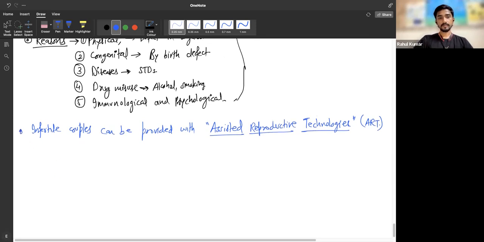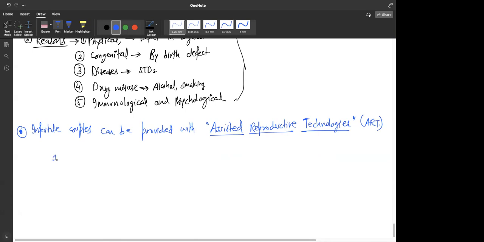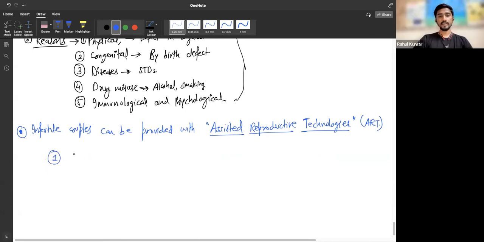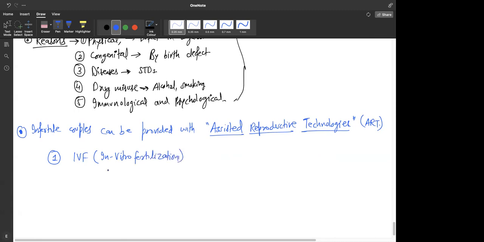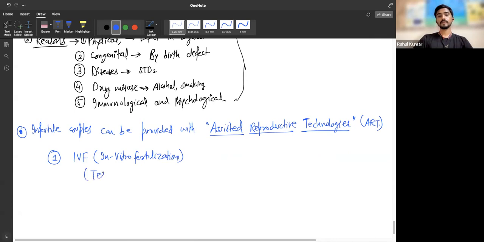And these are of various types, depending on where the problem lies. Now, the problem can also be with the female, or the problem can also be with the male, right? So, first one is, you are correct, which is called IVF. IVF is in vitro fertilization. It is very famous with the common name, which is test tube baby. This name is also a misnomer because the baby is not developing in a test tube, right? It gives a feel like the baby is coming out of a test tube or is developed in a test tube, but that's not true. It's just fertilization that happens outside.